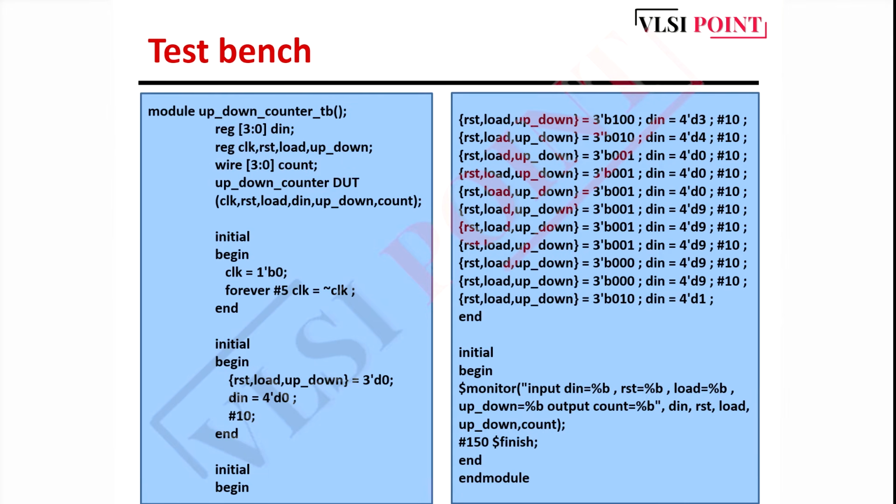Now we can see the test bench here. So simply reg type input, wire type output, instantiation. Then in the first initial block, the clock generation part is there. In the second initial block, I have given some values here. This is basically for the initialization. Then in the third initial block, I have given different sets of values to reset, load, and up_down, and this input DIN. And then in the last initial block, $monitor and $finish.